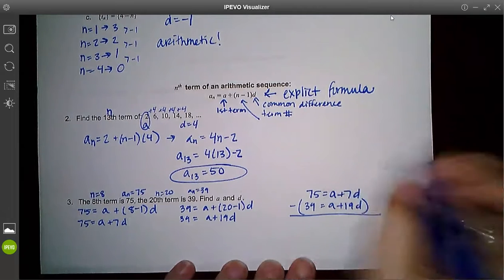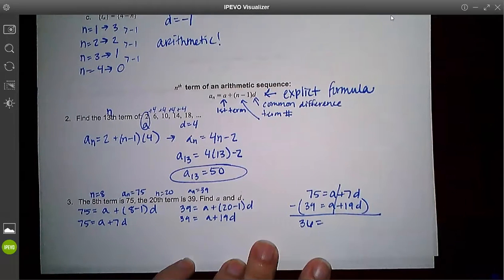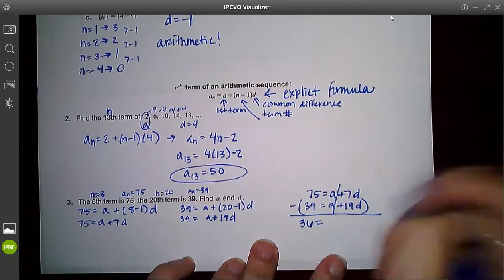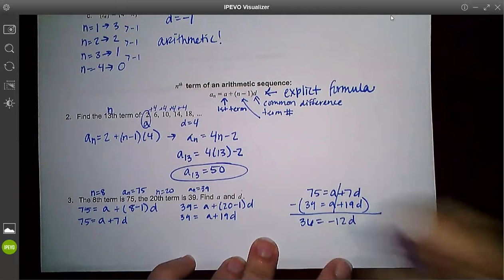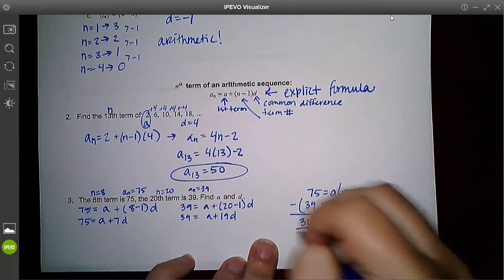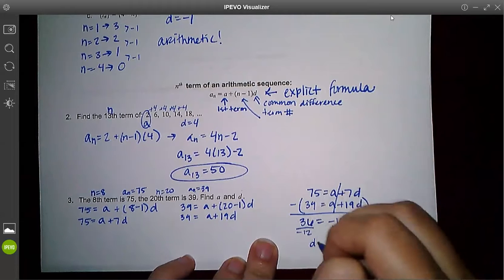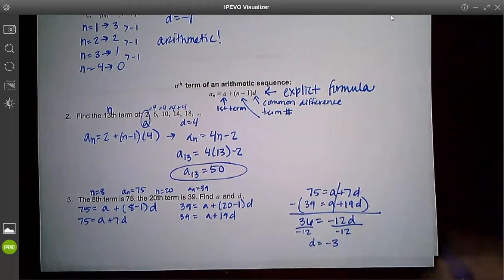So 75 minus 39 is 36. A minus a cancels. And 7 minus 19 is negative 12. So negative 12d. Then I have a one variable equation here, so I can solve that. Divide both sides by negative 12, and you get d equals negative 3. Then you're going to plug that back in to find your first term.